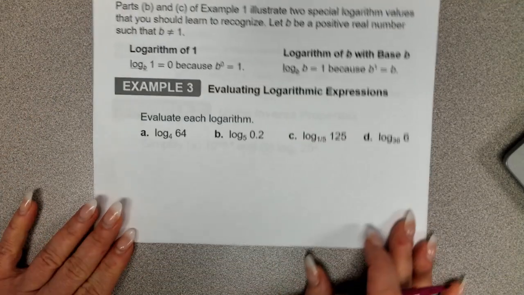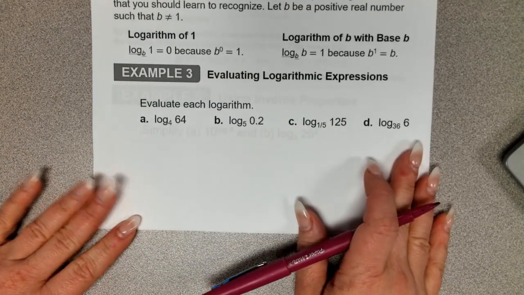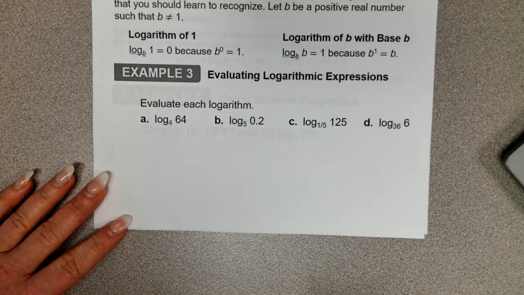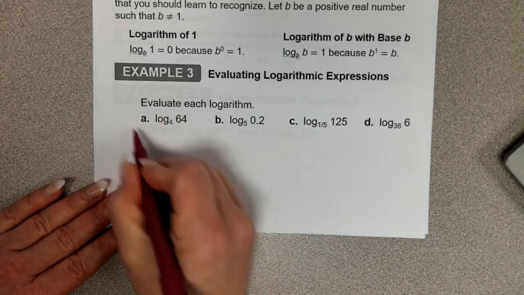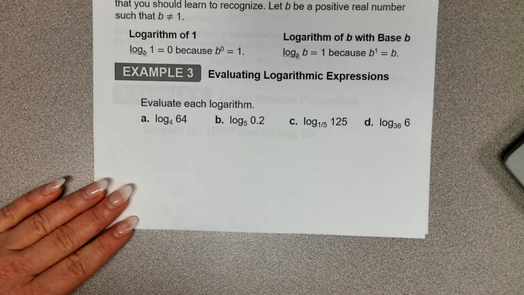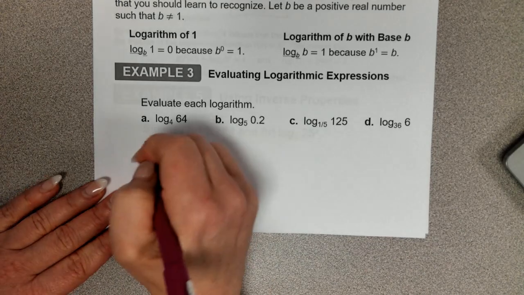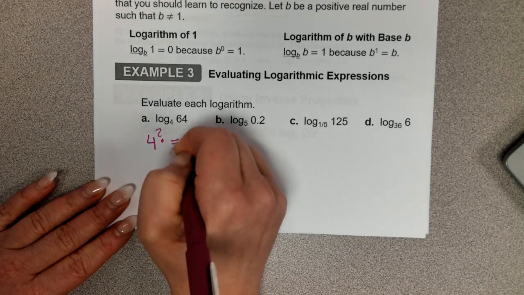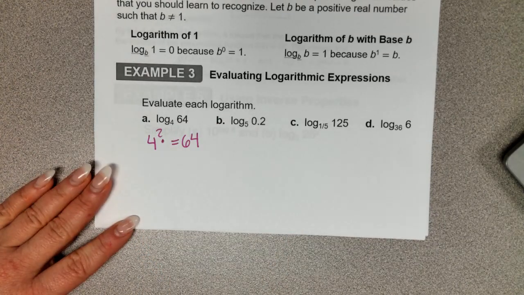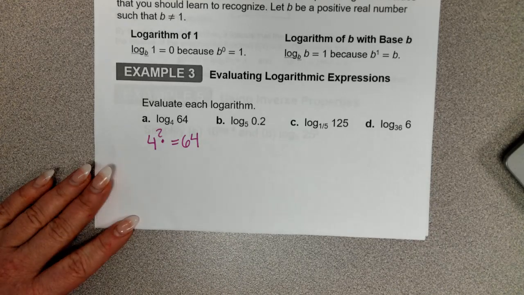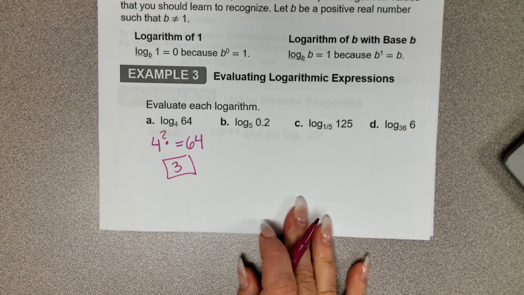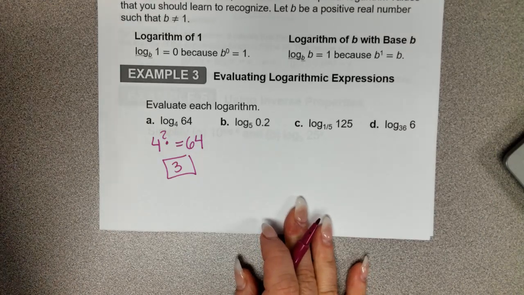Now let's evaluate some logarithms. When you're evaluating a logarithm, the best thing to do is to think about it as an exponent. So just think about it in its definition, okay? What log base 4 of 64 is asking you is, 4 to what power would equal 64? Well, you can just think about that. What power would take 4 and turn it into 64? Well, that would be 3, right? So log base 4 of 64 is equal to 3.